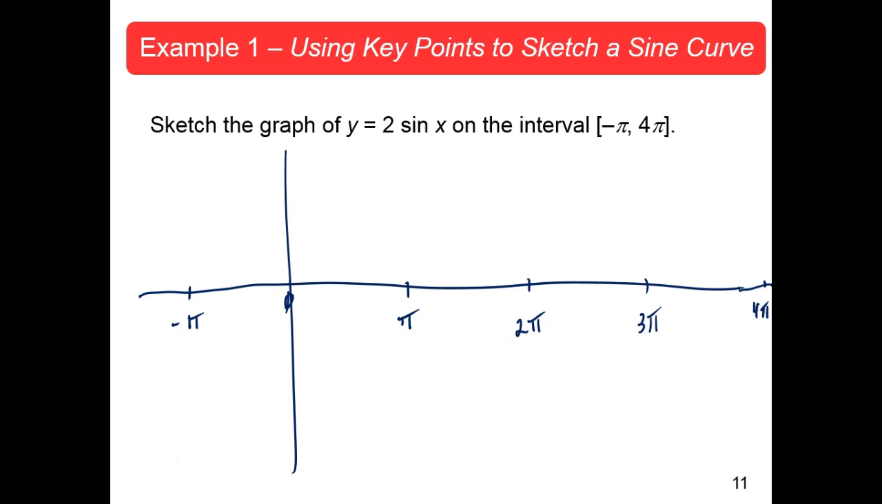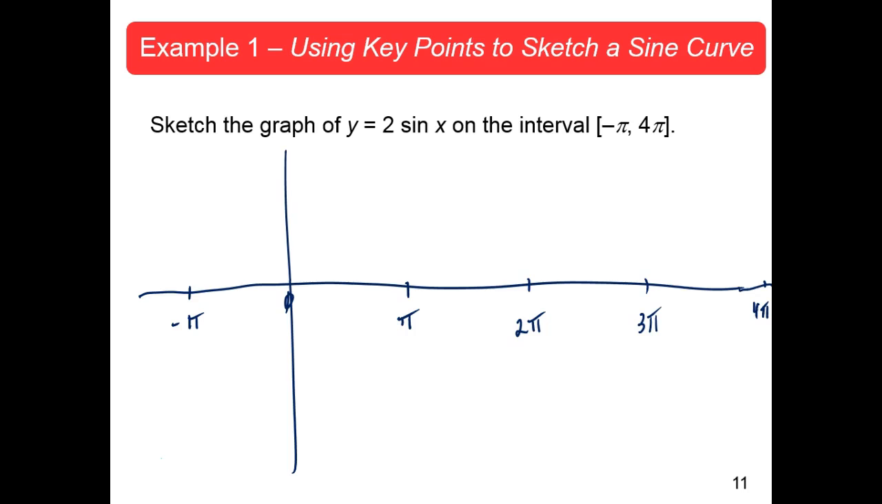Now, again, what is your period for sine x, generally? 2 pi. Take that 2 pi, divide by 4, and what does that give you?